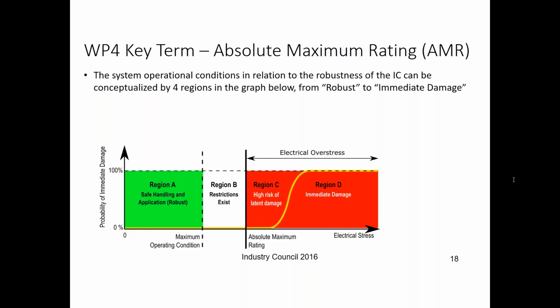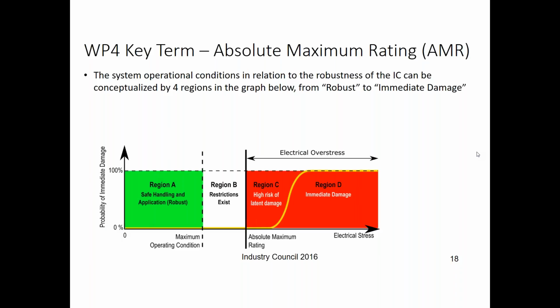However, exceeding that does not necessarily produce any permanent damage. And so there's actually an area between the maximum operating condition and the absolute maximum rating, which is region B, where there may be some restrictions on the usefulness of the device, but the device is probably not seeing any permanent damage. The absolute maximum rating is the area where the device begins to show some degradation. And the device manufacturer knows this through extensive investigation of how the device would fail. And within that region, there's a region C where there's a risk of latent damage, and then there's a region D, which is immediate failure.